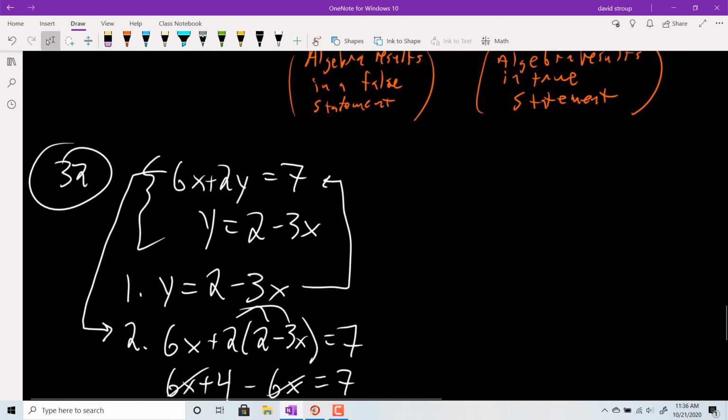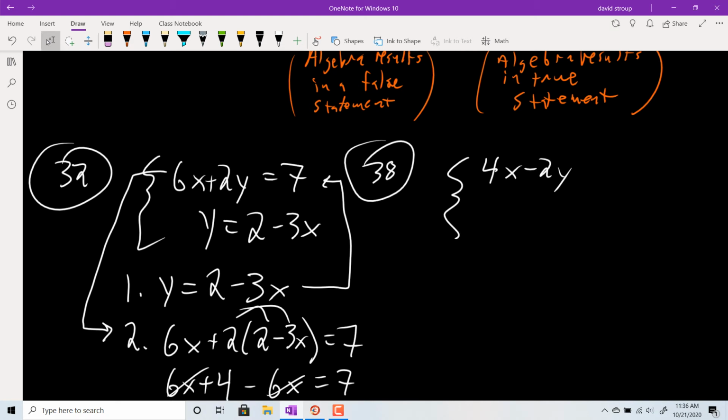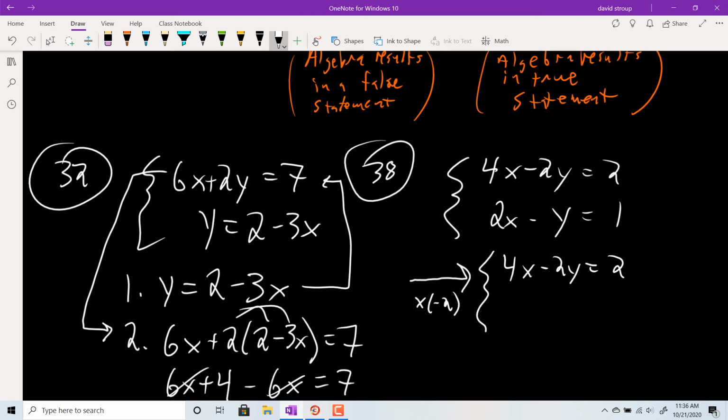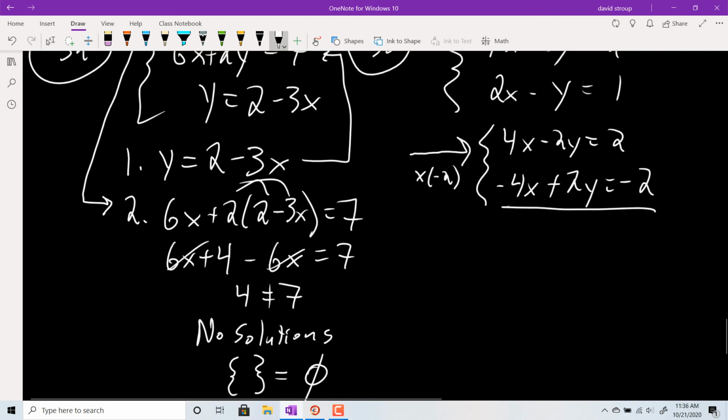Okay, let's look at the true solution case, 38. We have 4x minus 2y equals 2, and then 2x minus y equals 1. Okay, I think it's set up properly for an addition method, so I'm going to multiply the second equation by -2. Hope that works. Okay, so we got 4x minus 2y equals 2. Negative 4x plus 2y equals -2. If you add column-wise, you'll have 0 on the left and 0 on the right. So that means there are infinite solutions. So you write infinite solutions.